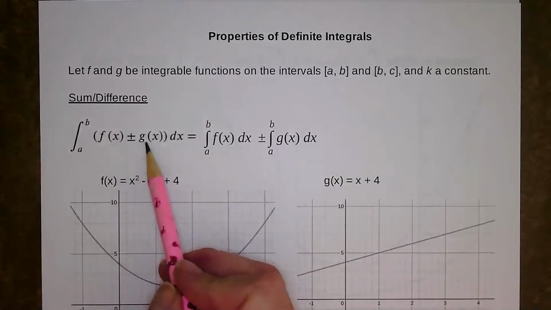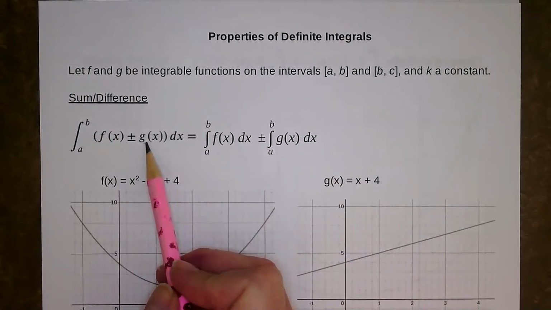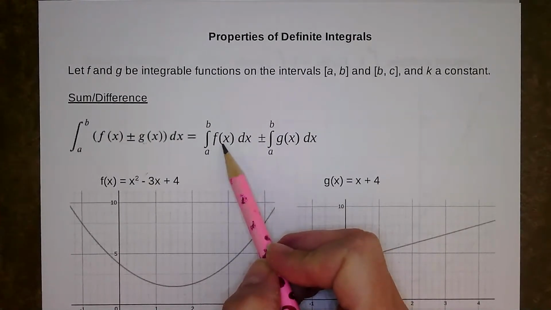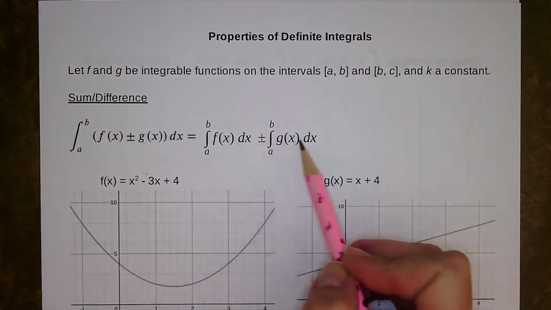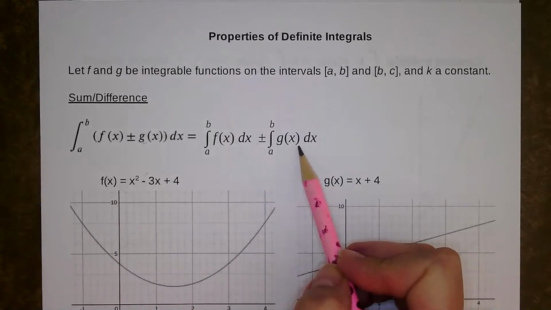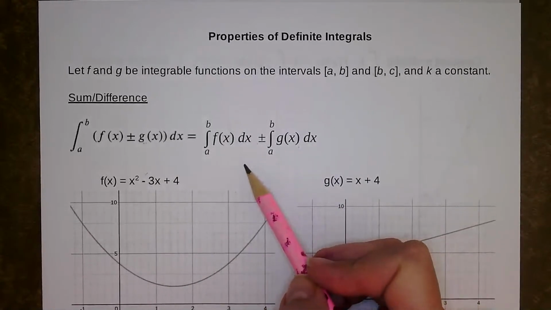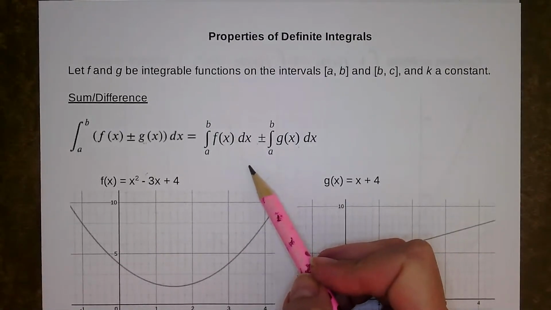So instead of adding the functions together and finding a total area, it's saying I can find the area of f of x and then add or subtract that to the area of g of x, and then combine or subtract the values and get the answer to the integral.